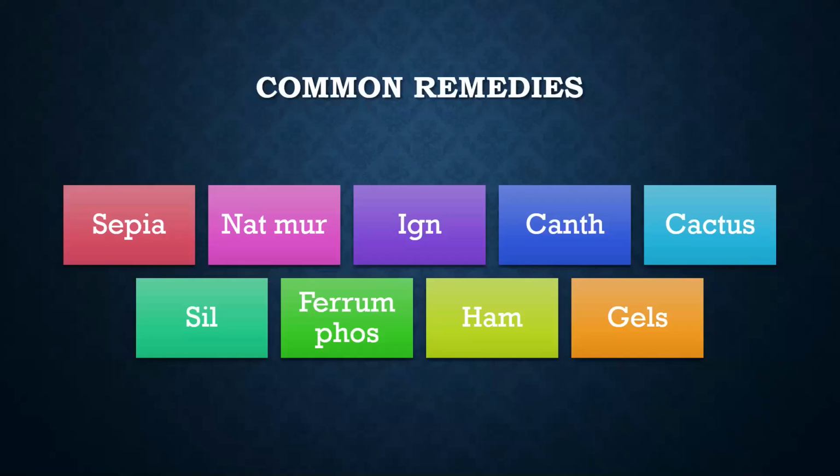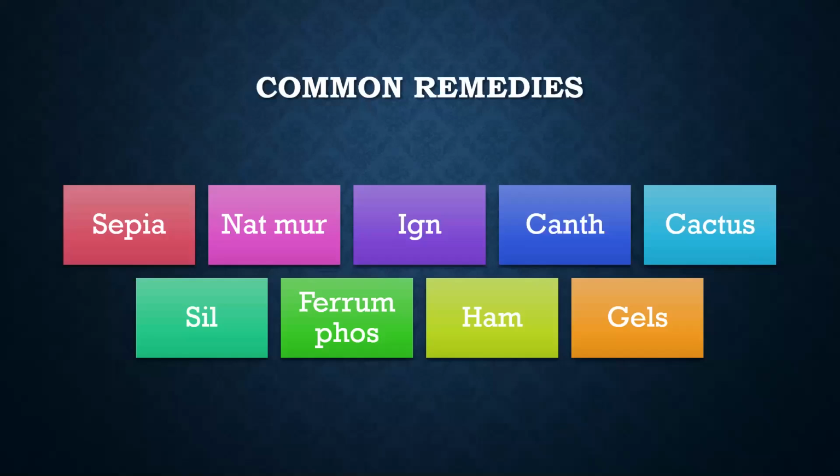Cactus is a very marked remedy for vaginismus. And the keynote of Cactus is constriction. So for marked constriction of the vagina, we think about Cactus. Silicea for vaginismus with tenderness of vagina, then sensation of weight or pressure in the vagina. And at that time we think about Silicea.